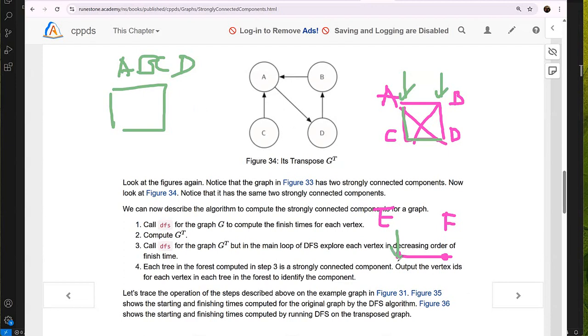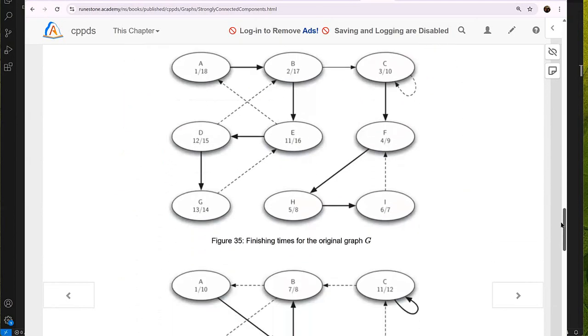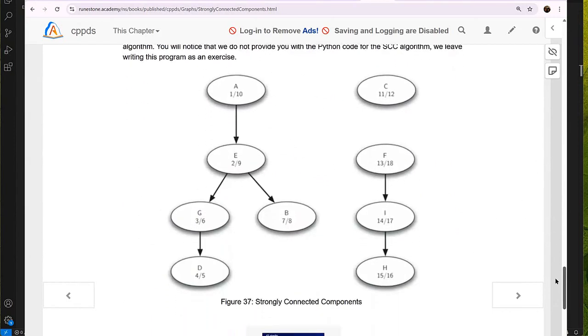E, I go there, depth first searching, I will get E and F visited. So that's another strongly connected component. After that, F is already visited. So you actually have two groups of strongly connected components. So that algorithm using depth first searching should be able to find all of your strongly connected components. Is that okay?